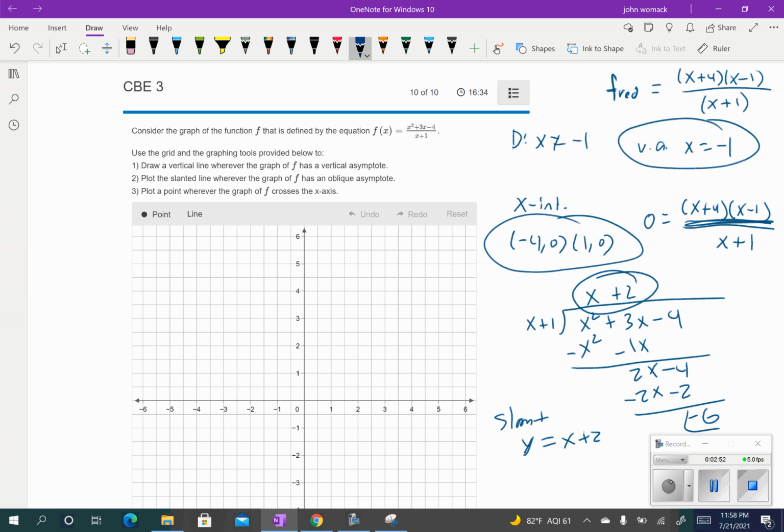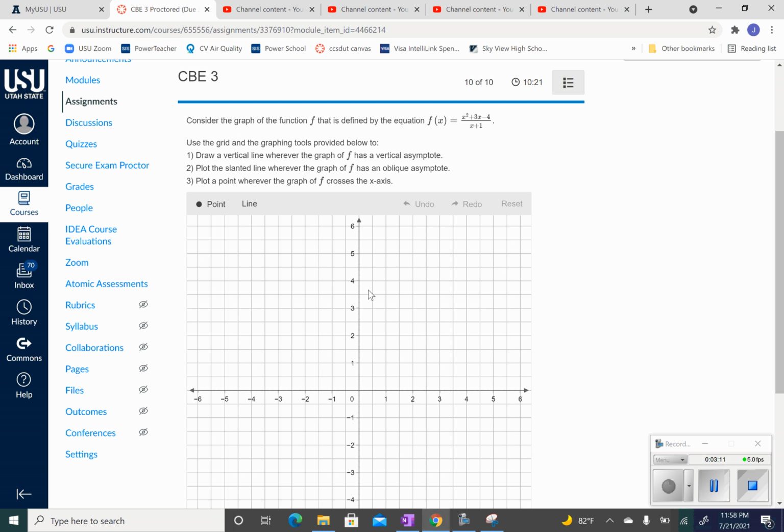So we're going to take all that information. We got x equals -1. We got -4 and 1 for the x-intercepts, and then we got y equals x plus 2 for the oblique one. So let's see if we can graph that and make it work. I kind of wish they'd just let us enter these in. It's kind of silly to graph it where we're not drawing the rest of it, but oh well.